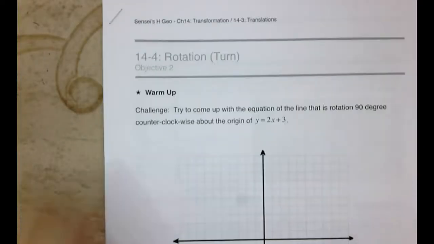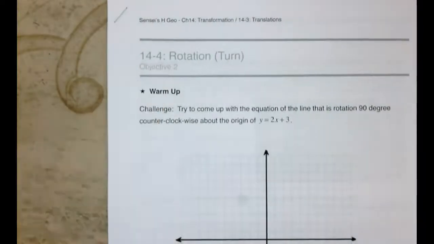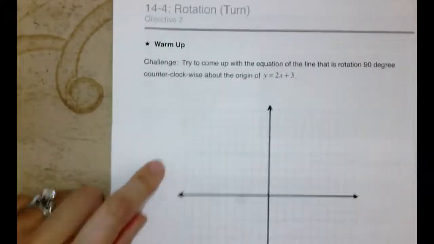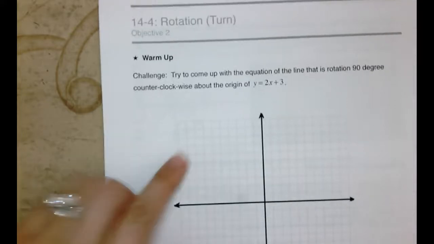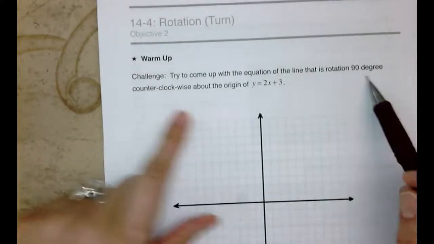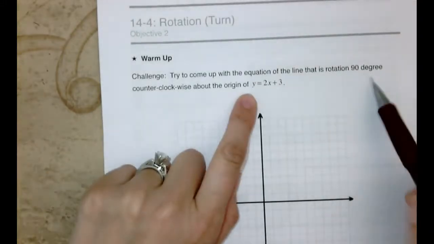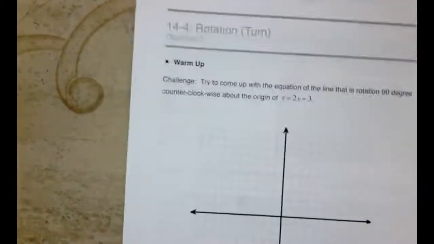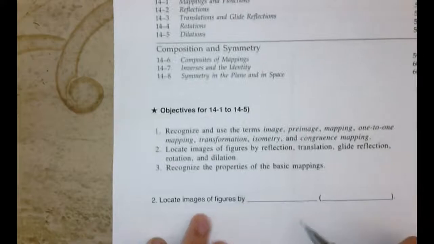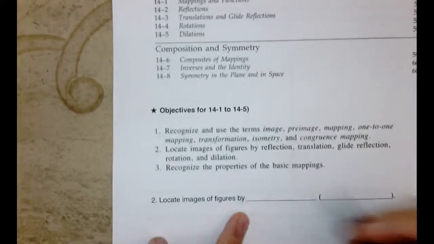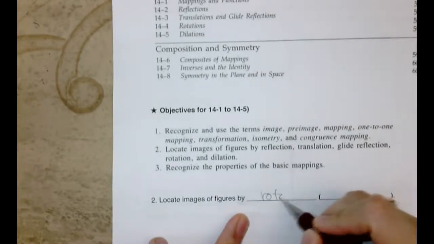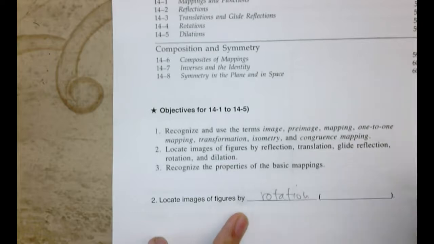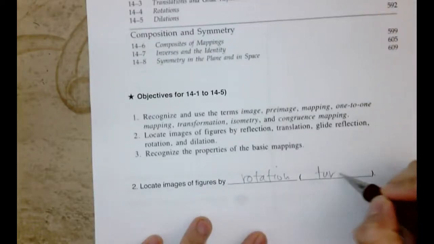Okay, so this is video 14 for rotation. We'll come back to the warm-up, the 90-degree counterclockwise rotation about the origin of this equation, later. All right, so the objective is to locate the image of figures by rotation, which is a turn.